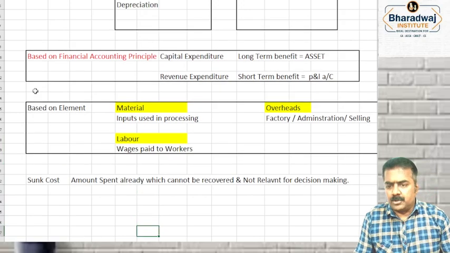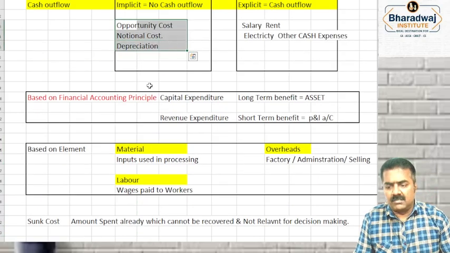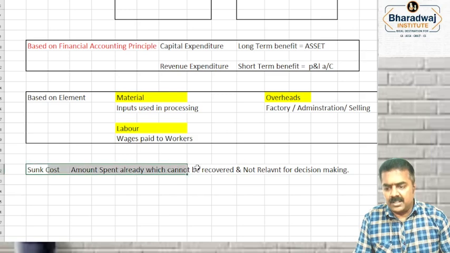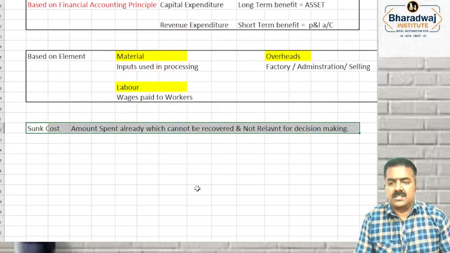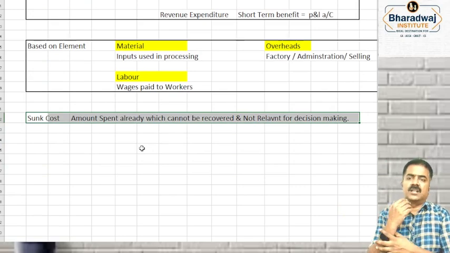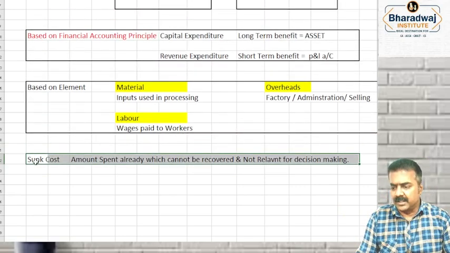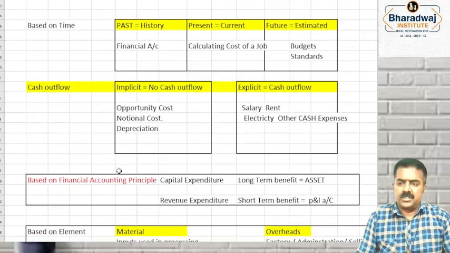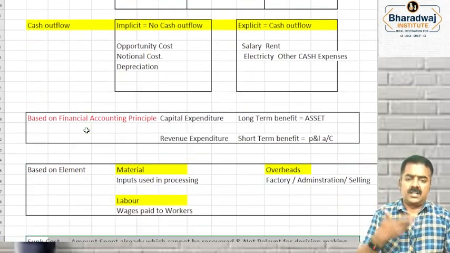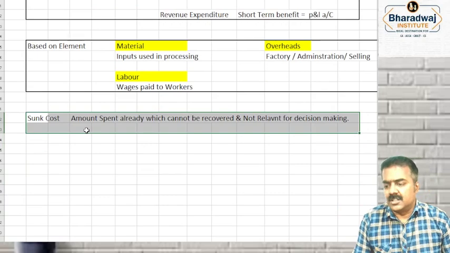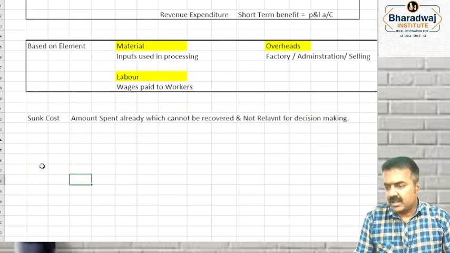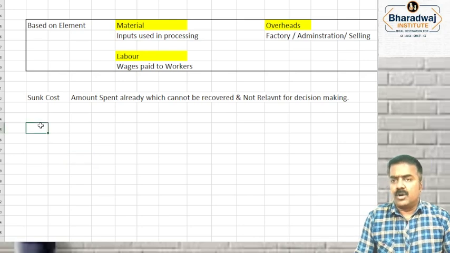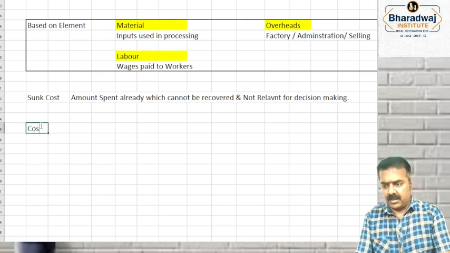But opportunity costs and notional costs are relevant for decision making. That is why the meaning is sunk cost. Sunk. The cost is already spent. You cannot recover it. Okay. So this is about classification of cost. We just had a detailed discussion about classification of cost. Next, we'll move on to costing methods and techniques.